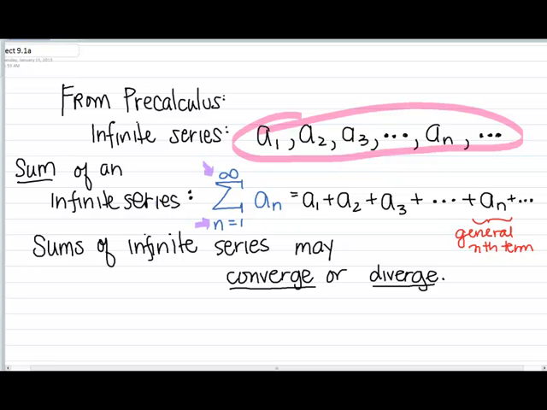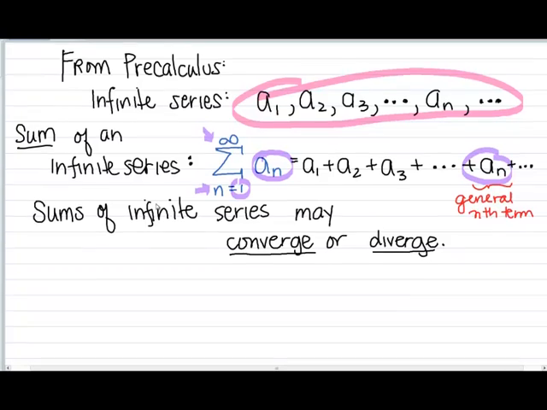N is what's called the index. 1 is our lower limit. The lower limit tells us where to start counting, and these are integers. And a sub n, which is found over here, would be what's called the general nth term, or the pattern that we're looking for in our infinite series. Now, sums of your infinite series may either converge or diverge.